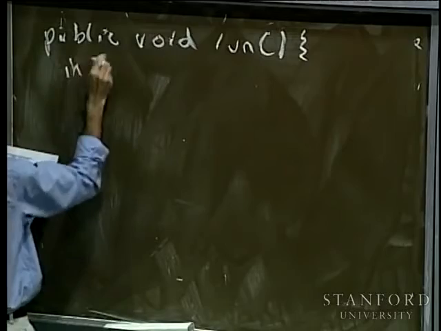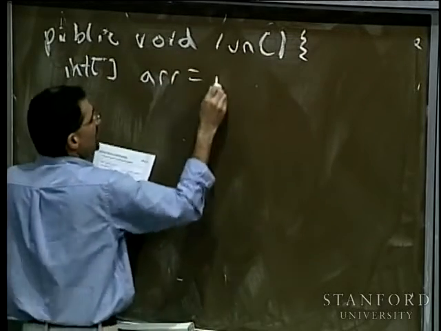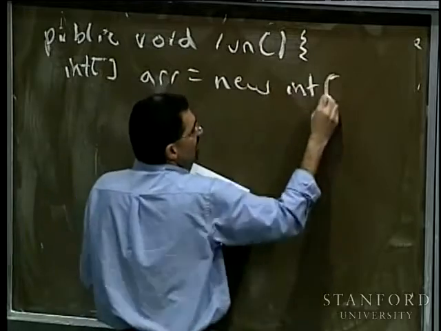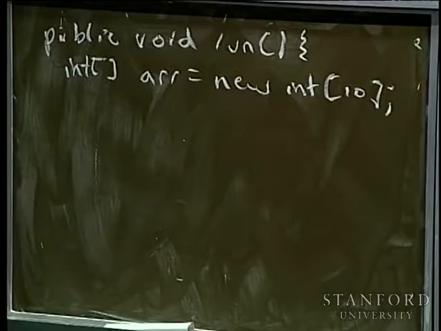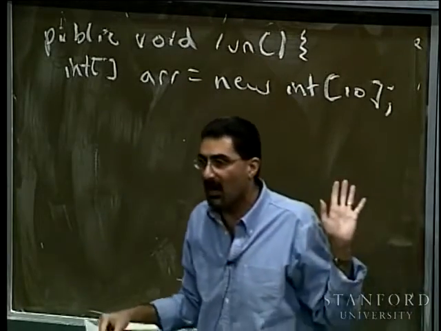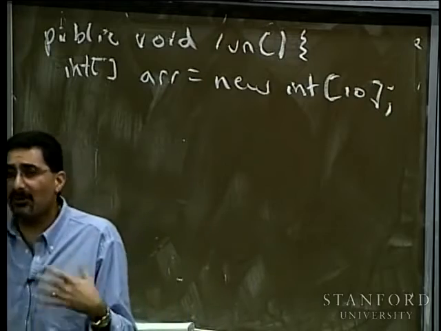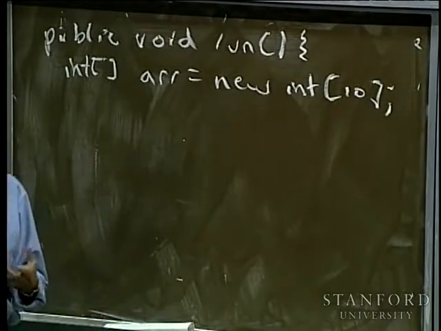Okay? So let's say I have public void run. Inside here I have int bracket bracket, I'll call it arr for my array, equals new int 10. So I get an array of 10 elements. And now I want to pass this array. I want to say, rather than reading in all the values from the user in your main program or in run, I want to decompose the program. I want to have some function that actually reads all the values for me. Can I do that? Yes, you can.